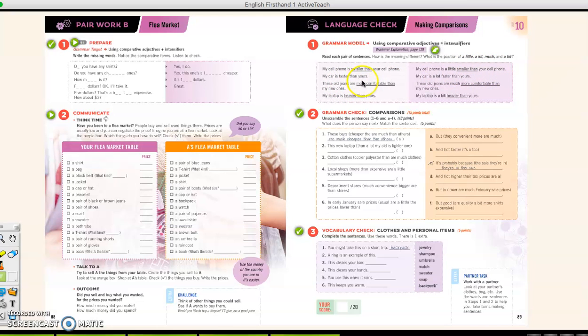My car is faster than yours. My car is a lot faster than yours. I don't think this is going to be too difficult for you guys. Just add a lot, a little, much, a bit, just in front of the comparative adjective. These old jeans are more comfortable than my new ones. These old jeans are much more comfortable than my new ones. And my laptop is heavier than yours. My laptop is a bit heavier than yours.